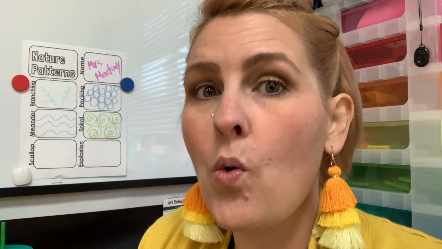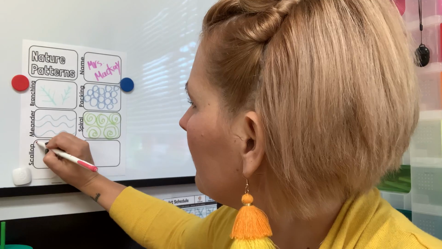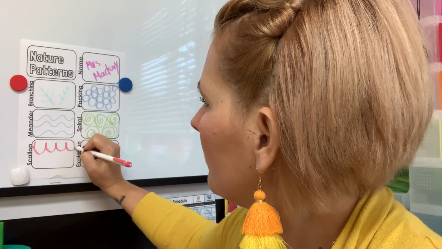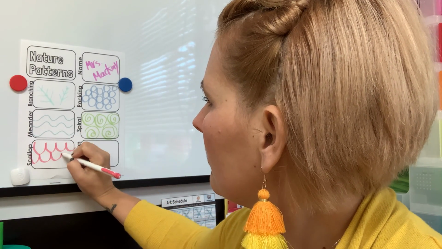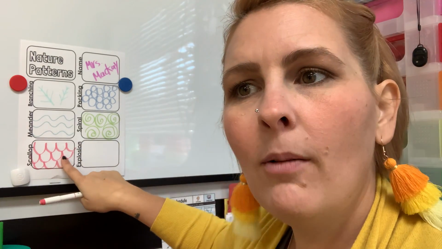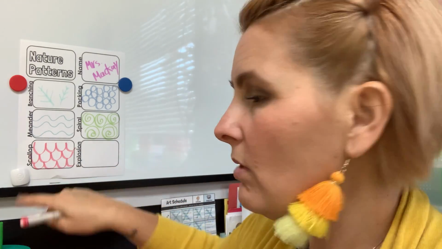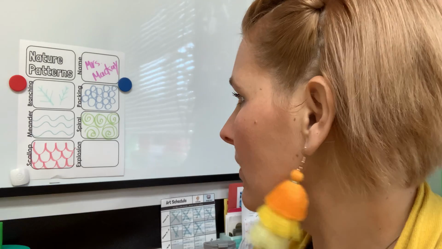Next is a scallop. That's like scales on a snake or scales on a fish. And they're really easy. They're the letter U connected over and over. Do you see how my U's are connected? This row of U's is connected to the next row of U's, is connected to the bottom row of U's. Those are all scallops or scales.